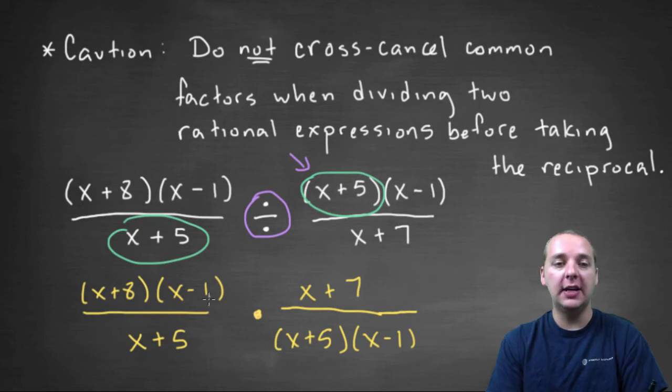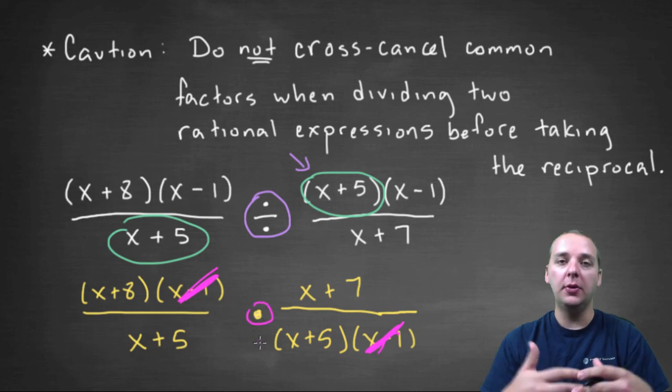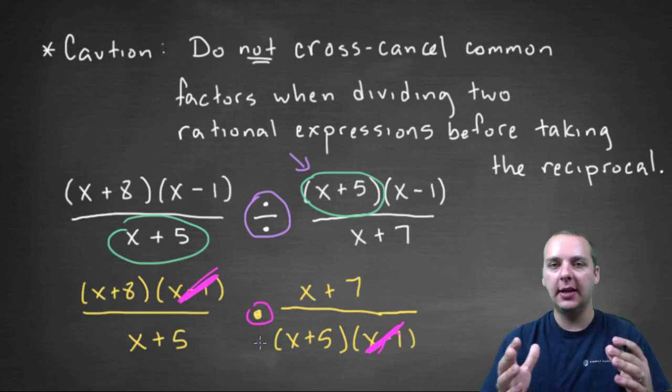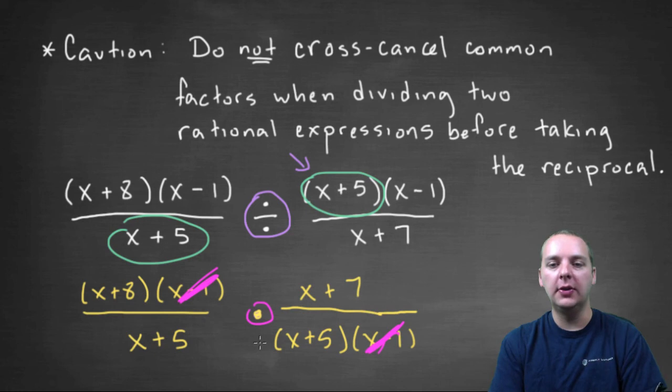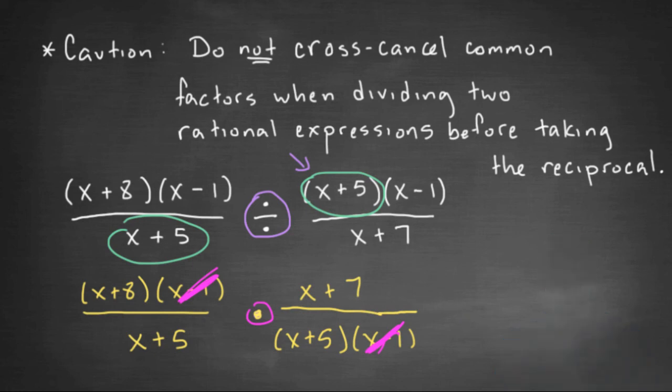Now what's interesting though is that I see something completely different that we can cancel: those x minus 1s. Here we have an x minus 1 and here we have an x minus 1, and since these are being multiplied, we can cancel away, cross cancel, simplify, do all those good things. So a final answer for this problem, we would leave it as x plus 8 times x plus 7, those are your numerator terms, all divided by x plus 5 quantity squared, since there are two factors of x plus 5.